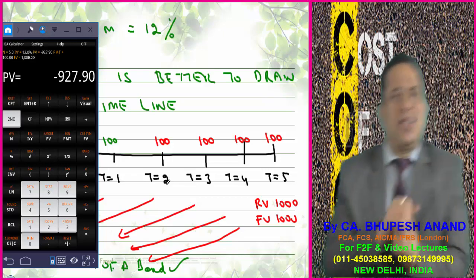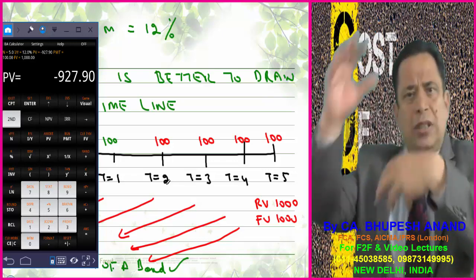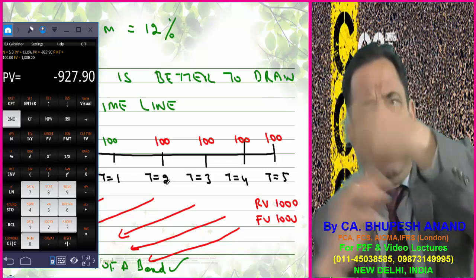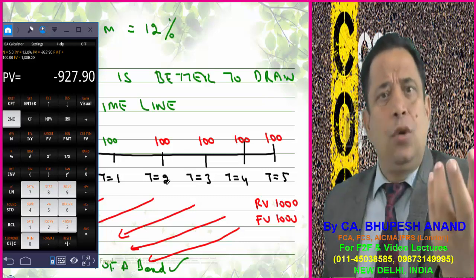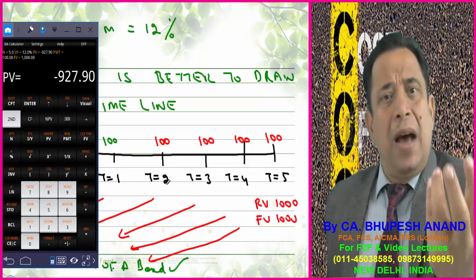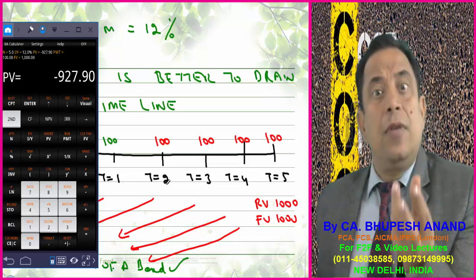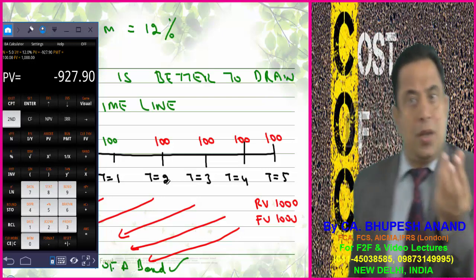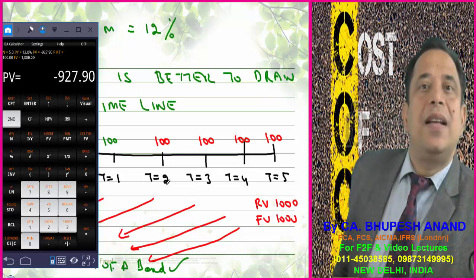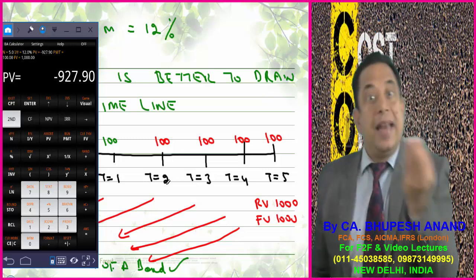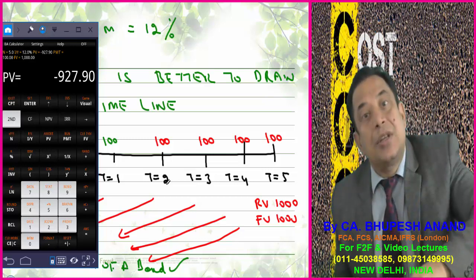Or in other words, we can say the market value, the total present value of all those cash inflows which a debenture holder will be getting in coming 5 years, including redeemable value, is 927 rupees. Or the market value of this bond is 927 rupees. And if the market value is more than 927 rupees, it is a case of overvalue, and if market value is less than 927 rupees, it is a case of undervalue.